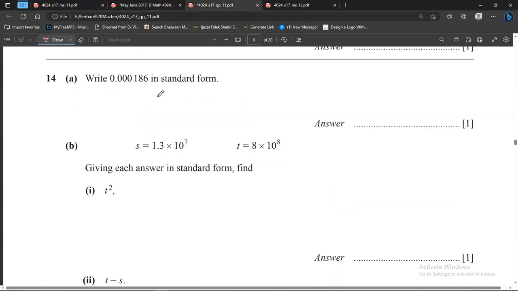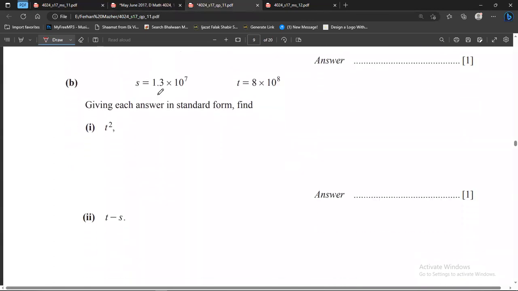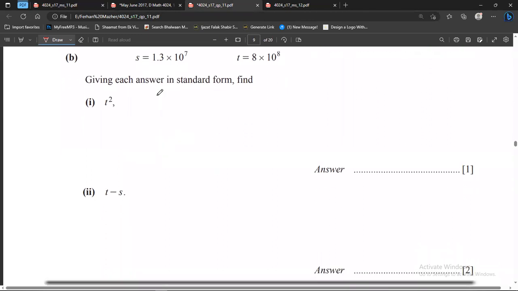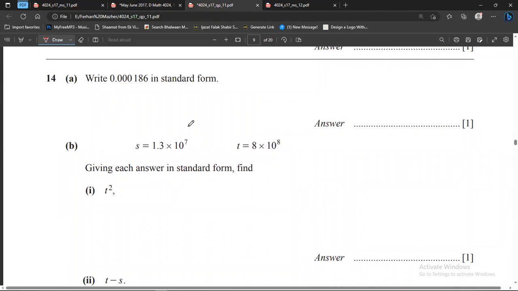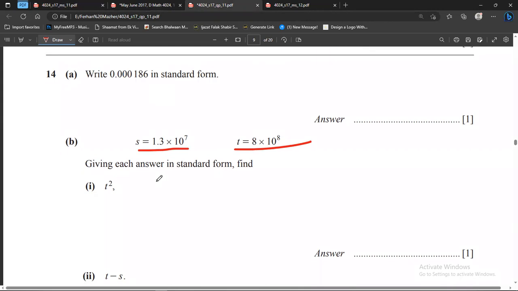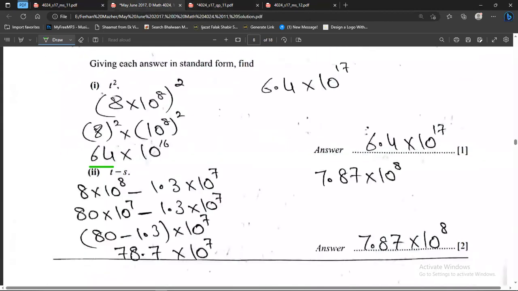Second part, B. The second part is T minus S. The S value is given here. The T value is given here. They just want us to subtract them. Okay, the method is very simple.